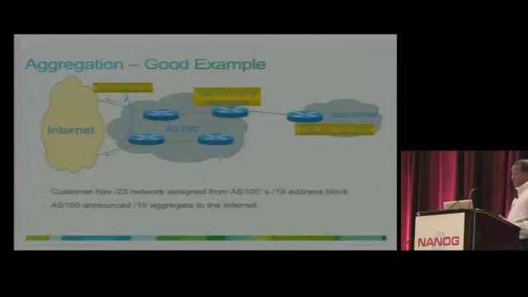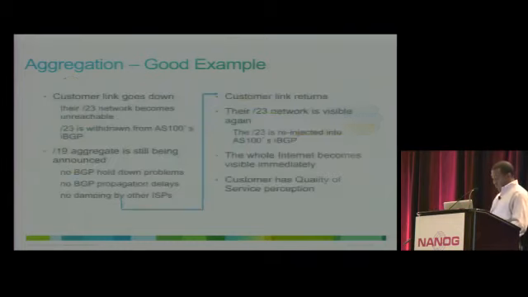Here is a good example. Again, AS100 has assigned a /23, but it's only advertising the /19. So when the customer /19 route goes down or the interface goes down, the route is withdrawn from AS100, the service provider, but nothing happens to the rest of the internet. The impact is only to that network.